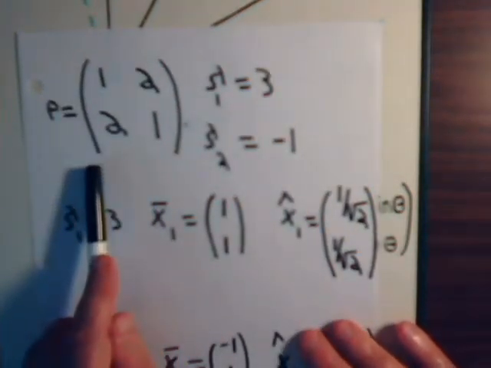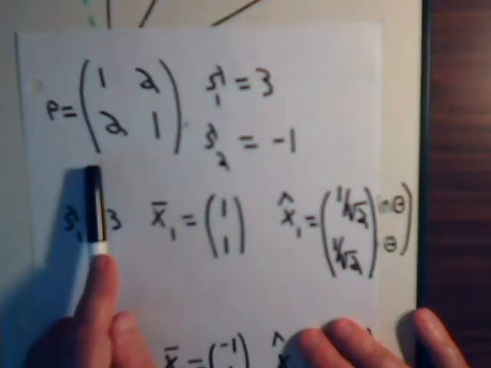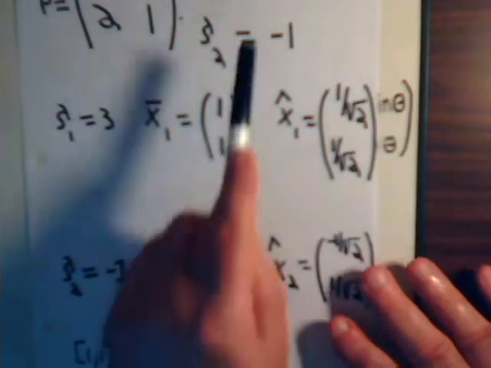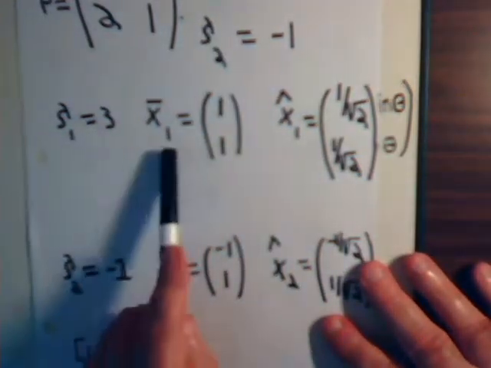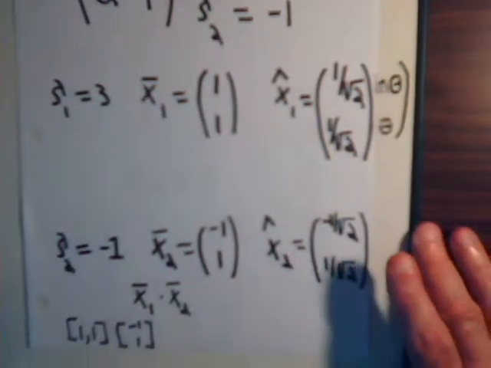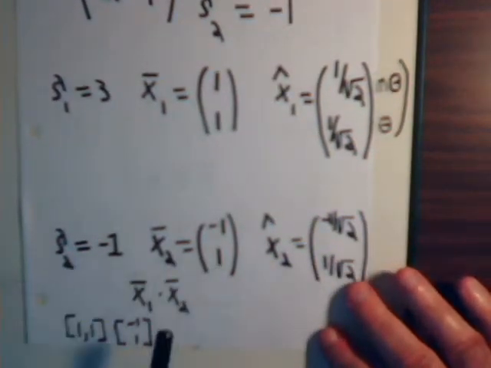Okay, for this matrix, it's real simple to determine its eigenvalues. They're 3 and negative 1. We're not going to go through the steps because it's such a trivial problem. Then, for eigenvalue 3, the corresponding eigenvector is this. For eigenvalue minus 1, the corresponding eigenvector is this.